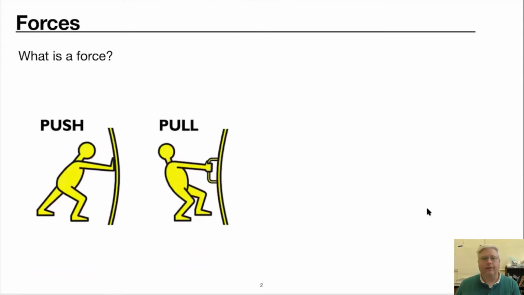So what is a force? Well, sometimes the easiest way to explain what a force is is to simply say that it's a push or a pull. That might be a very simple definition of what a force actually is. And what's important about a force is it always has to act on an object. It has to have something to act on. So for instance, here we have somebody pushing on a door or pulling on a door.